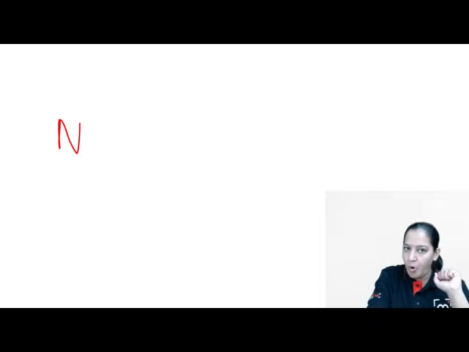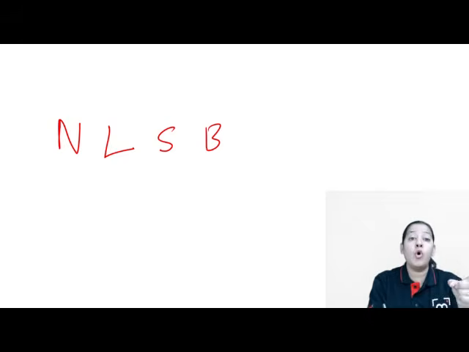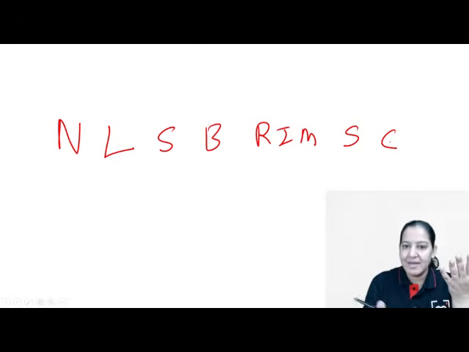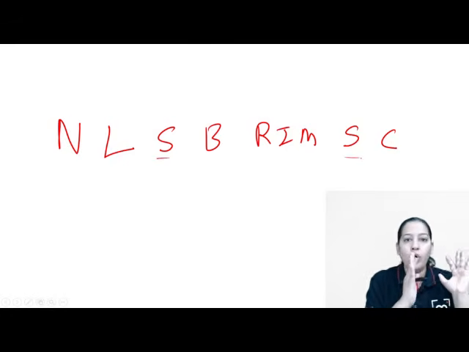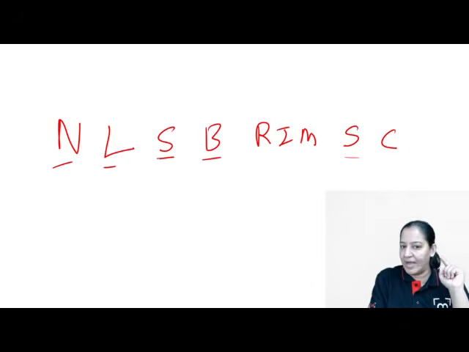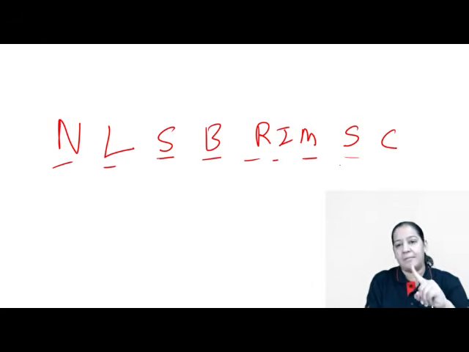You got my point? So can you tell me the mnemonic? No longer separate booking, RIM, RIM, RIM, SIM card. So can you tell it again? There are two S in this. No longer separate booking, RIM, RIM, SIM card.